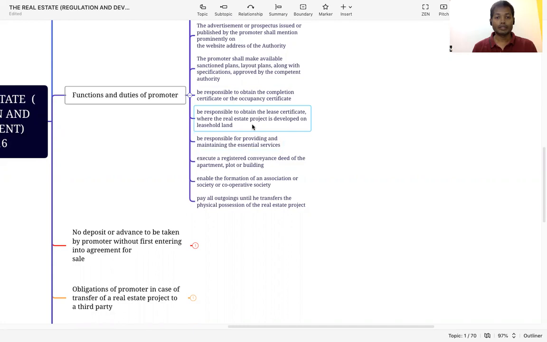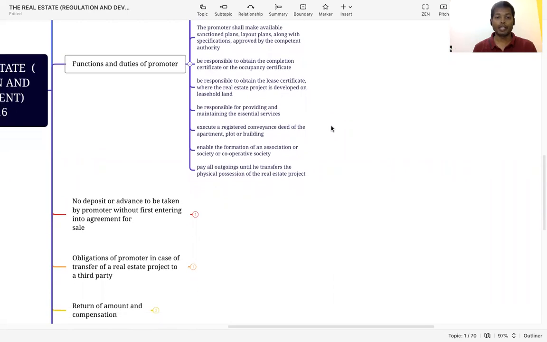Promoters are responsible for obtaining a lease certificate. Sometimes some projects are on a lease basis, so that lease certificate the promoter needs to take from the competent authority, and they just simply hand it to the buyer.